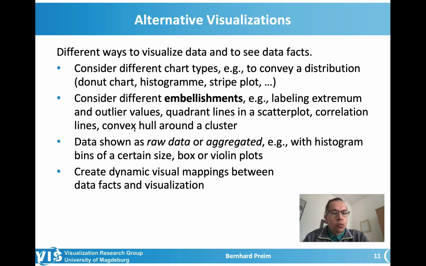Data may be shown as raw data. That means without any kind of aggregation. But of course, binning, for example, could be used in order to show the data in a more aggregated manner. And that depends on the size and complexity of the data, whether it is feasible to show the raw data without overwhelming the user, or whether some kind of aggregation is necessary.